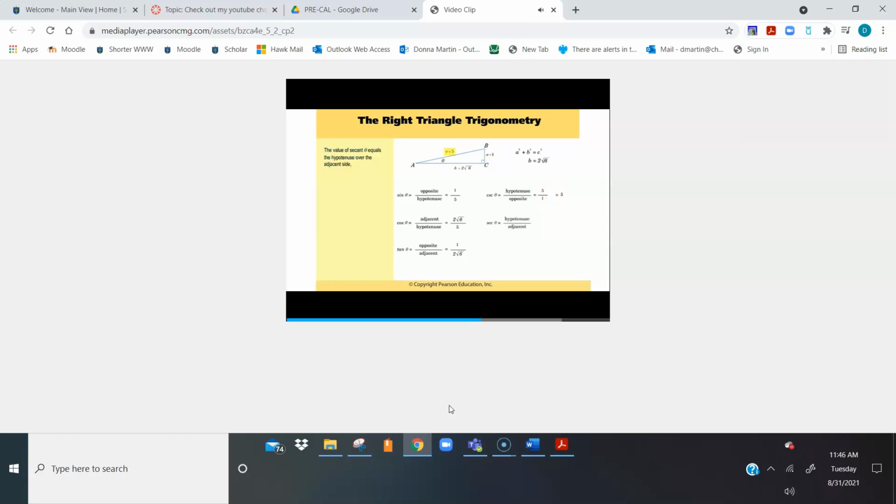The value of secant theta equals the hypotenuse over the adjacent side, or 5 over 2 times the square root of 6. And the cotangent of theta equals the adjacent side over the opposite side, which is 2 times the square root of 6 over 1, or 2 times the square root of 6. Radical expressions are typically written without radicals in the denominators. We can simplify the values of tangent theta and secant theta by rationalizing the denominators to obtain square root of 6 over 12 for tangent theta and 5 times the square root of 6 over 12 for secant theta.